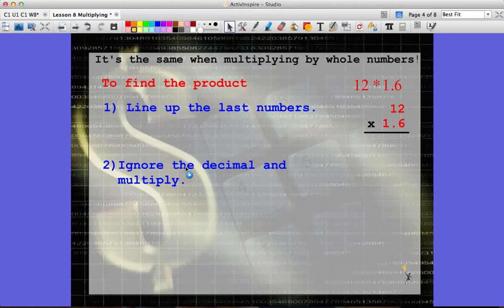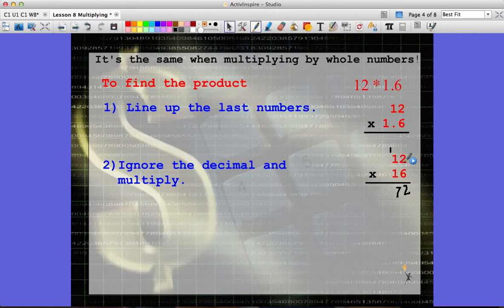And the reason I have you not line up the decimal is because otherwise you end up with a lot of zeros and it makes it a lot more difficult to multiply. Okay, so when we ignore the decimal and multiply, we get 2 times 6 being 12. Again, carry the 1. 1 times 6 is 6, plus 1 is 7.